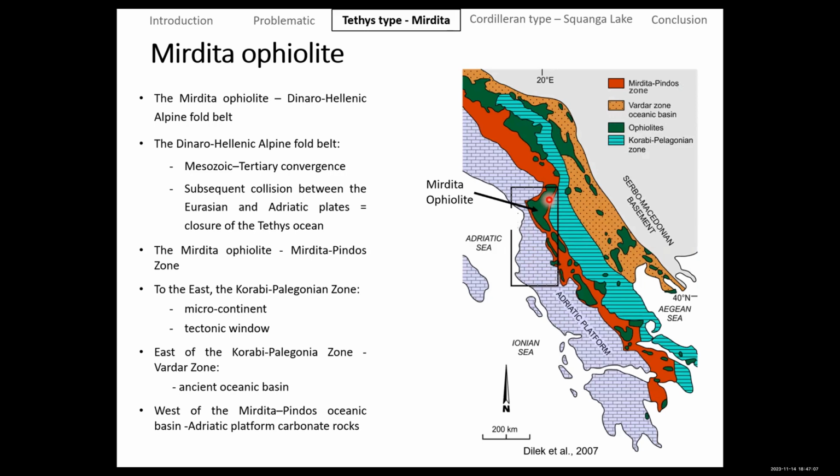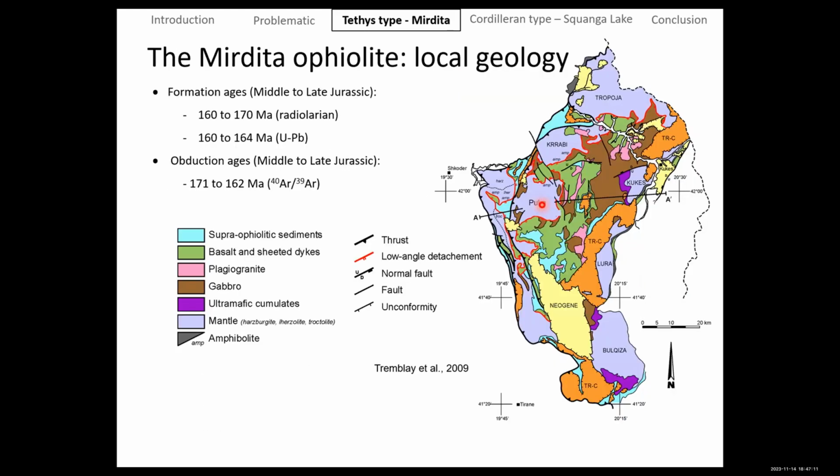If we have a closer look at the geology of the Mirdita ophiolite, it formed between 160 to 170 Ma, and it was obducted roughly during the same time, between 162 and 171. This means that this ophiolite was placed on top of the continental margin shortly after it was formed. So why is this ophiolite interesting?